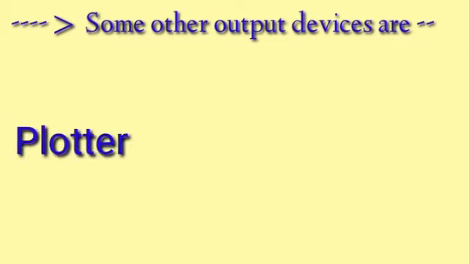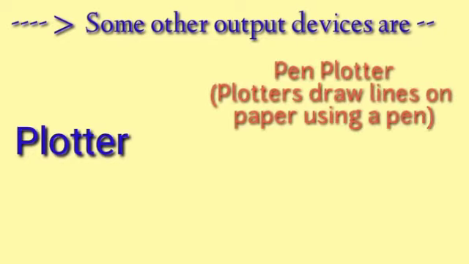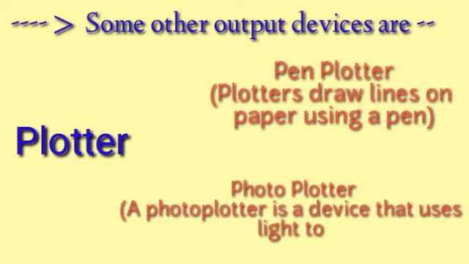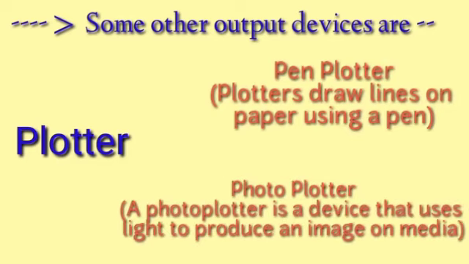Moving forward, the next output device is the plotter. Plotters are actually used for creating posters and banners. These are capable of designing posters and banners and giving the printout. There are two categories of plotter: pen plotter and photo plotter. Pen plotters draw the lines by using a pen, and photo plotters use light to produce the image on a piece of paper or on cloth. So these are helpful devices for designing posters and banners and giving the printout.